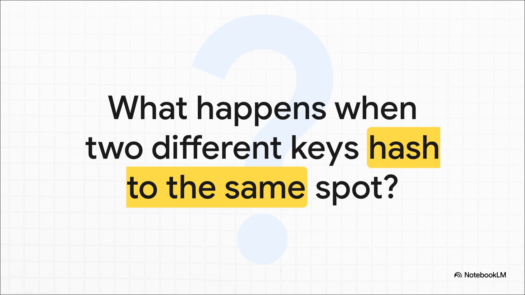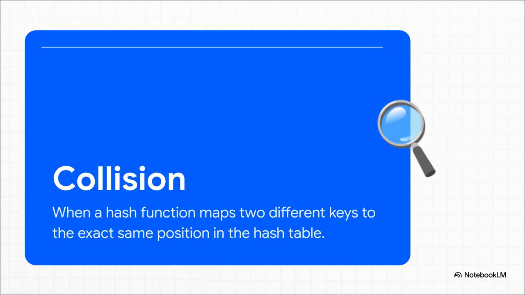Now, this probably seems way too good to be true, right? There's got to be a catch. And you're right, there is. What happens if our magic recipe takes two totally different usernames, say John Doe and Jane Smith, and tells us to put them in the exact same spot? This is called a collision. It's when two different inputs accidentally produce the exact same output from the hash function. And in the world of computer science, this isn't some rare accident. It's a totally predictable problem that every good system absolutely must have a plan for.